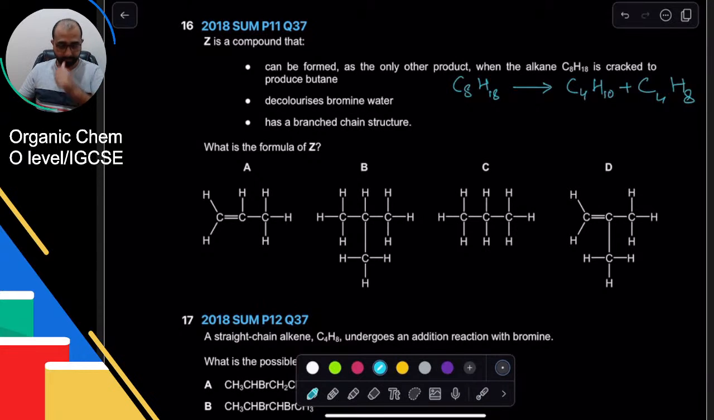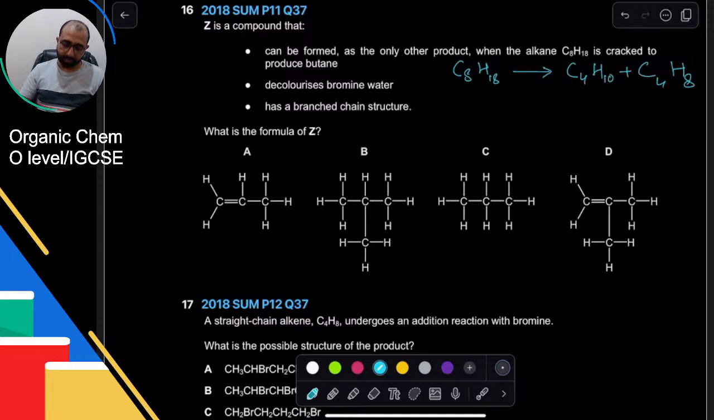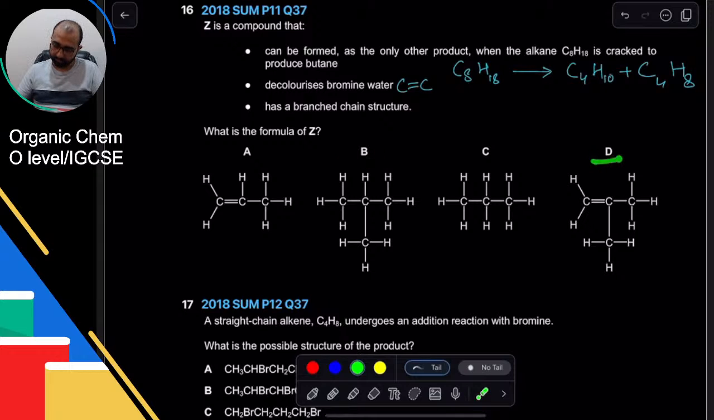I will go back to 12 in a bit. What is the formula? Wait a minute. It decolorizes bromine water. That means it must have carbon-carbon double bonds. It has a branched chain structure. Okay, branched chain structure means there is an isomer in which a branch has come. Interesting. What is the formula of G? So G has 4 carbons, 8 hydrogens, a double bond, and a branch. Which one fits them? 4 carbons are in this and this. So now it has to be B or D. Both of them have a branch. Double bond, that is only this one. So the answer is going to be D.